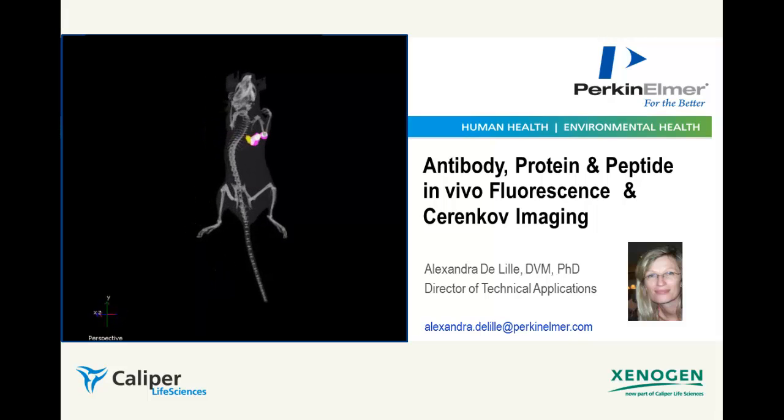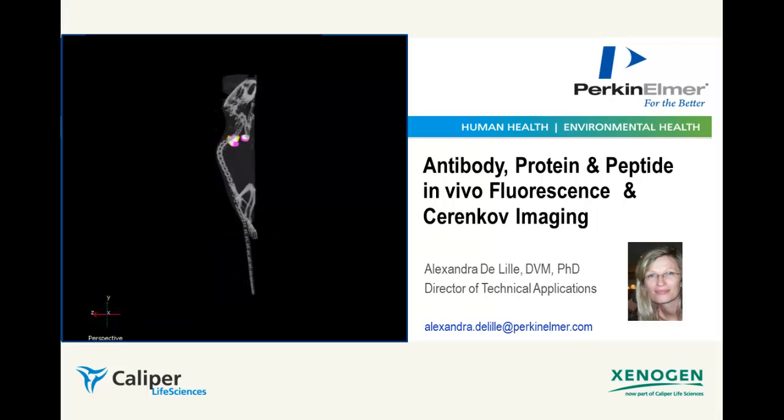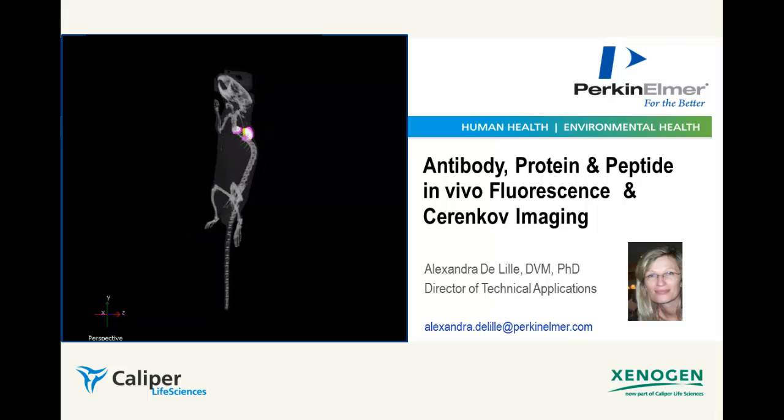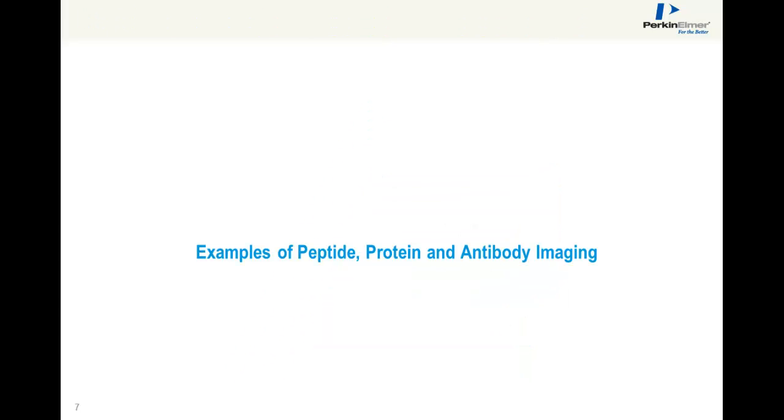alexandra.delille@perkinelmer.com. Today we will discuss the advantages and methods of in vivo fluorescence and Cerenkov imaging of antibodies, proteins, and peptides. Optical imaging is a valuable methodology for preclinical pharmaceutical development. It is low cost, high throughput, with high sensitivity, and translational to human medicine. Let's start with some examples of peptide, protein, and antibody imaging.